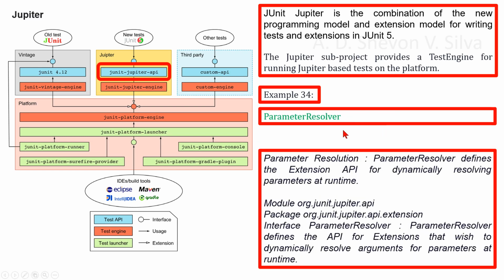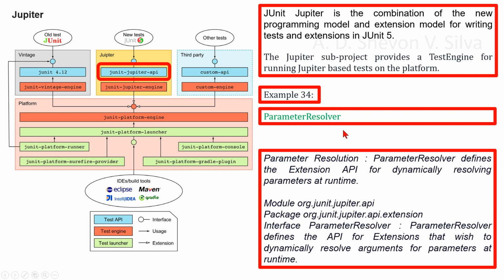Parameter resolution. ParameterResolver defines the extension API for dynamically resolving parameters at runtime. Interface ParameterResolver in package org.junit.jupiter.api.extension in module org.junit.jupiter.api. ParameterResolver defines the API for extensions that wish to dynamically resolve arguments for parameters at runtime.